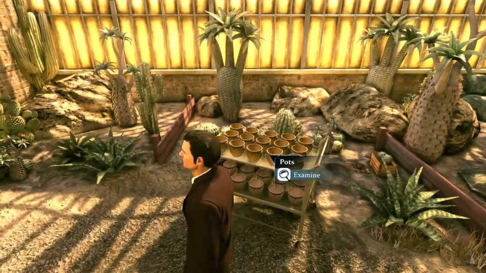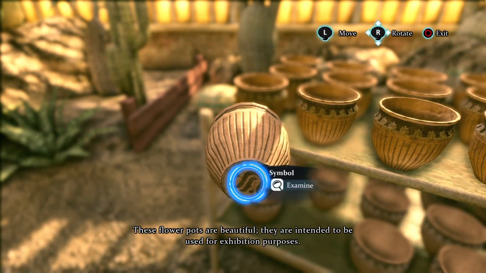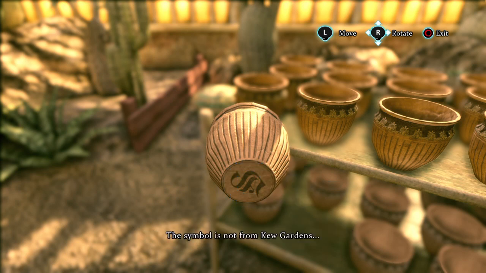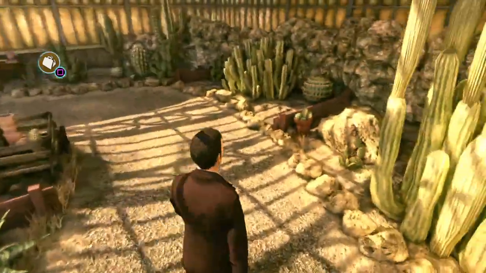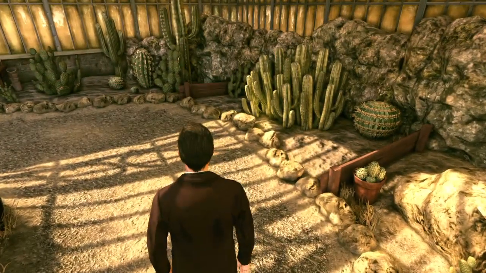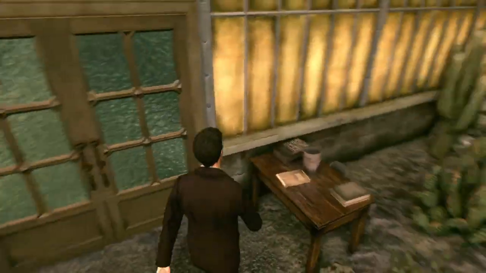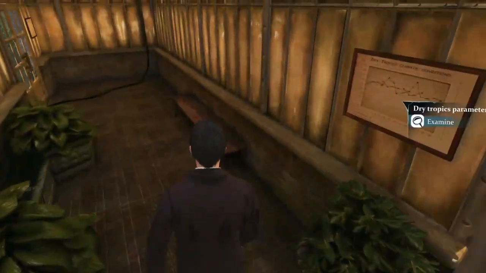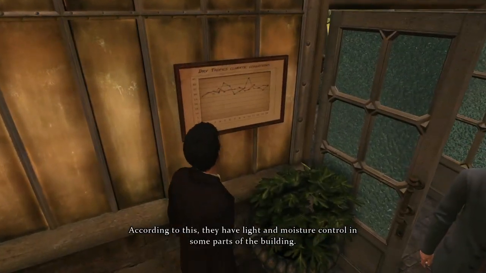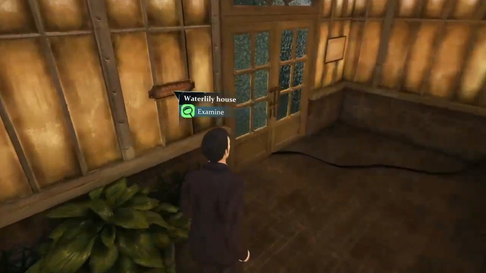These flower pots are beautiful. They are intended to be used for exhibition purposes. The symbol is not from Kew Gardens. Once again it isn't. Okay. Okay, nothing else. According to this, they have... Yeah, I know this one already. Let's go back here.